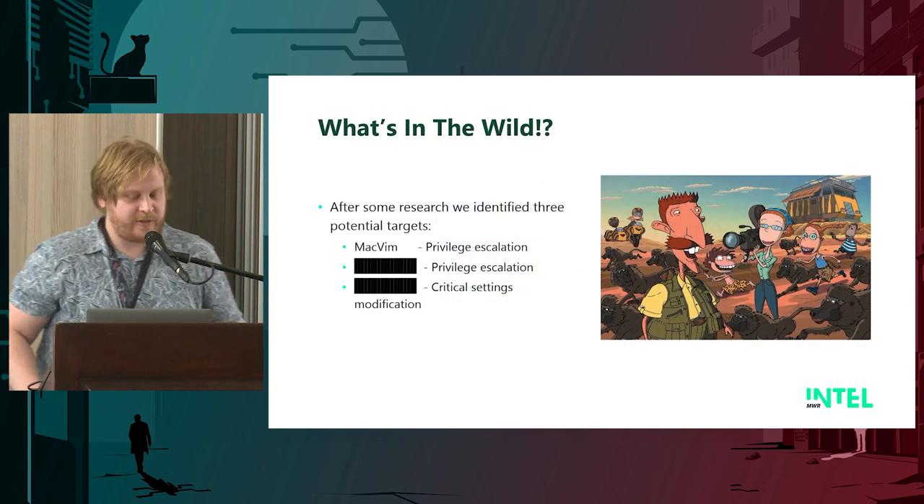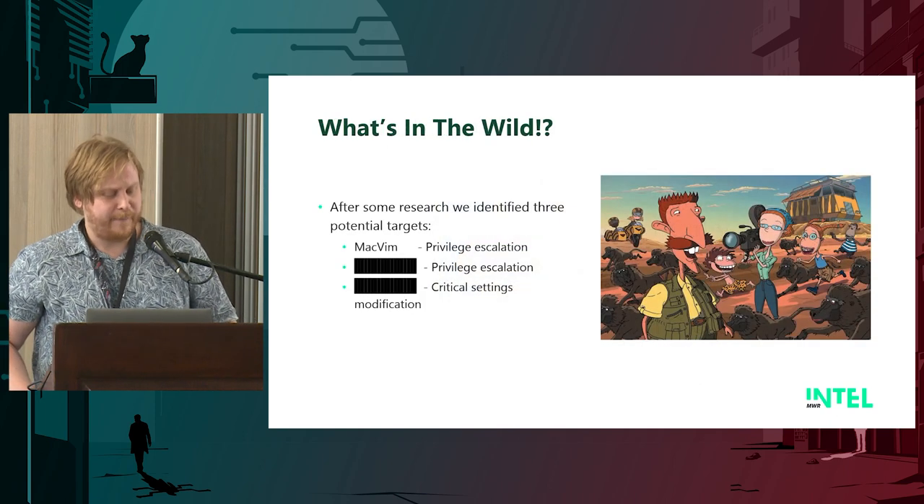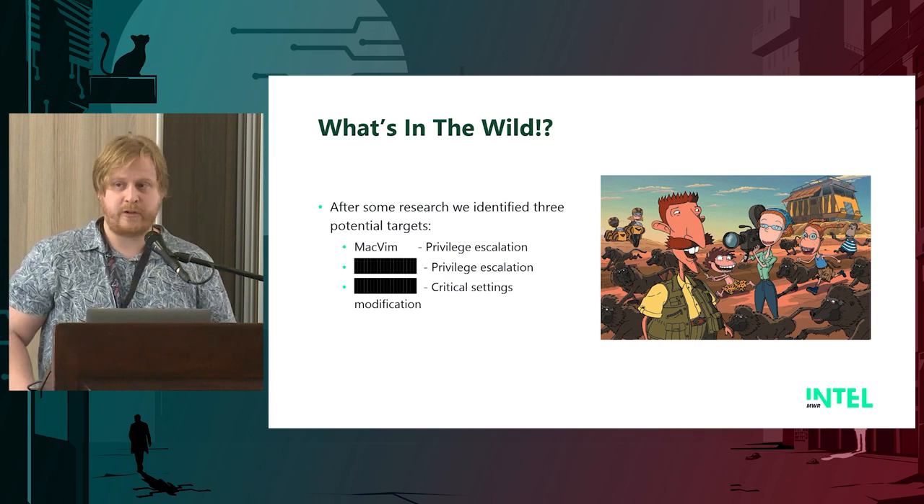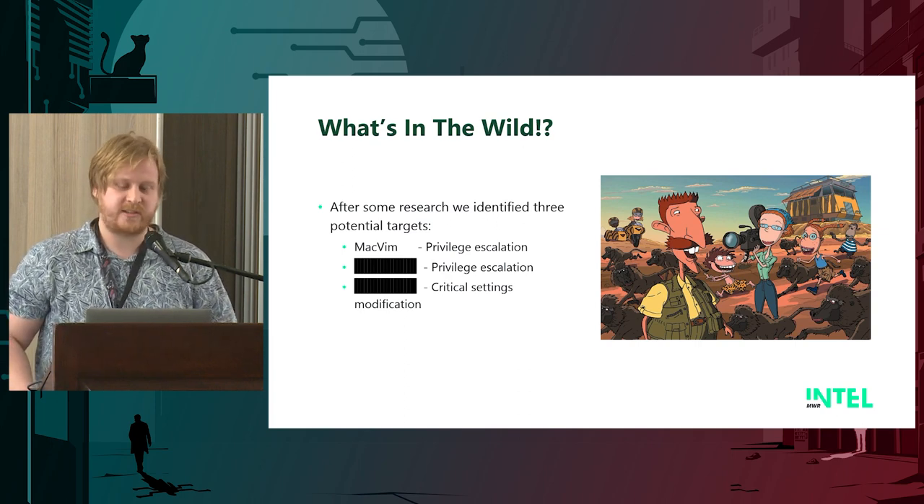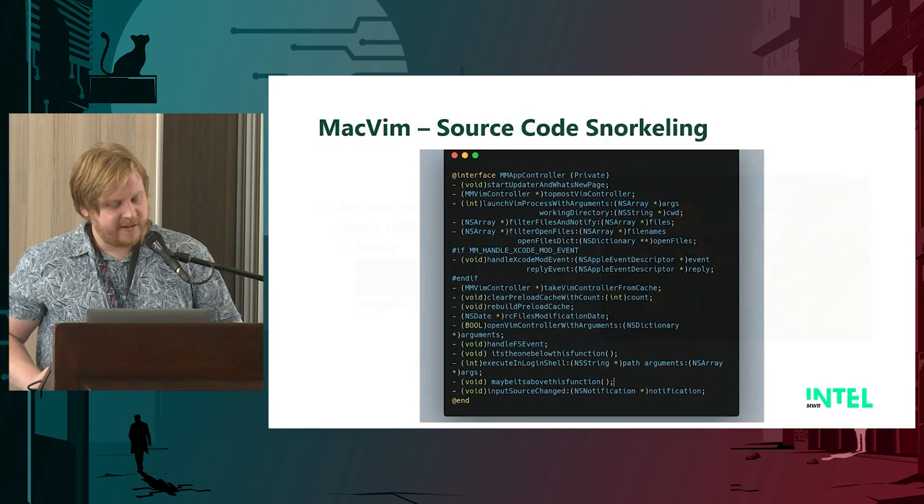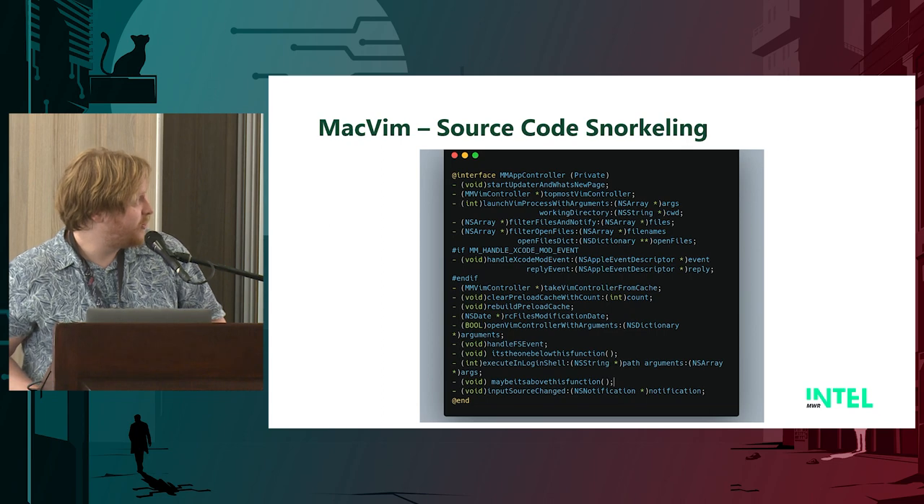So then let's just very briefly chat about what's in the wild. We found two privilege escalation vulnerabilities for two separate sets of software, as well as then this third one where we were able to essentially change very sensitive configuration options using any process that's on the machine. Fairly interesting stuff. Now let's dive into the source code. I'm hoping this is also readable.